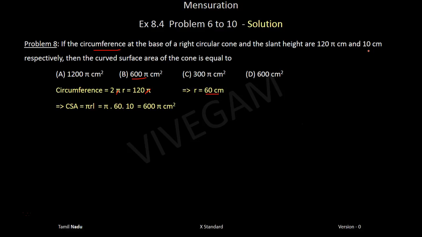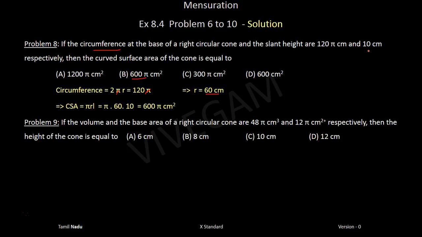Okay, so now let's go to problem 9. If the volume and the base area of the right circular cone are 48 pi centimeter cubed and 12 pi centimeter square respectively, then the height of the cone. They have given us the volume and they are giving us the base area, right?